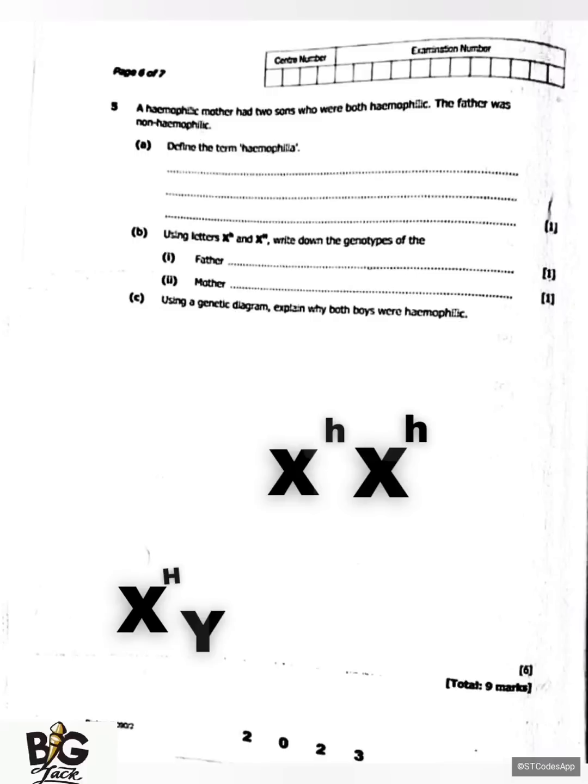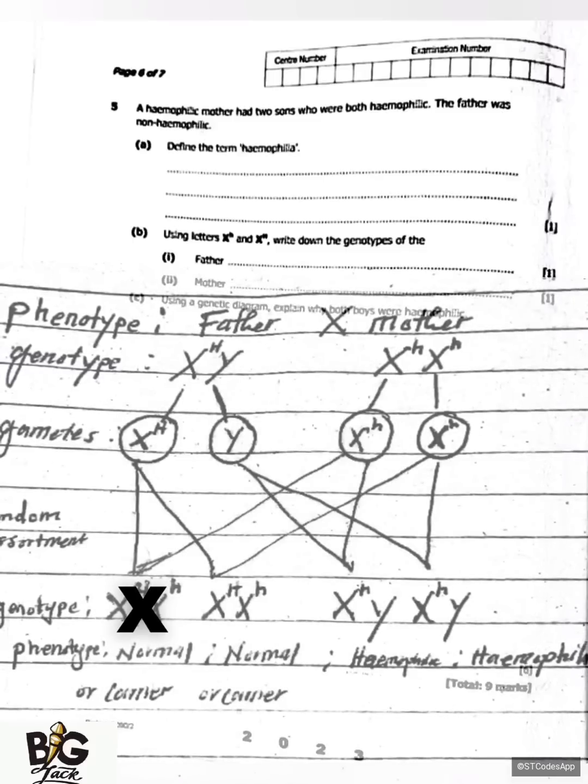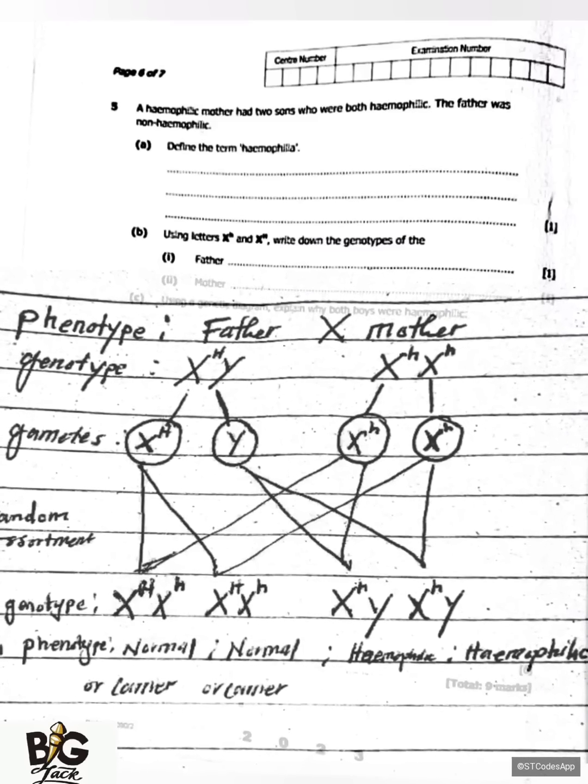Okay, so let's move on to the next one, which is C. Using a genetic diagram, explain why both boys were hemophilic. So the first one, I'm going to start with the phenotype, the outward appearance. So the genetic diagram is going to look like this. As for the phenotype, we have the father crossed with the mother.